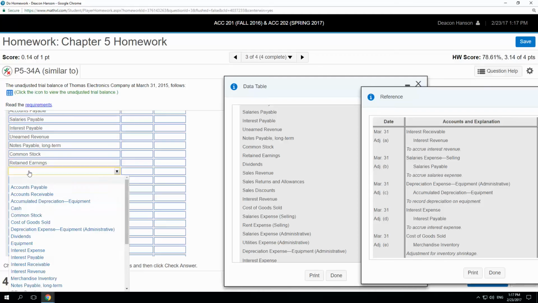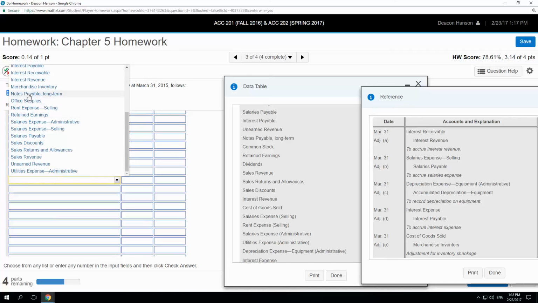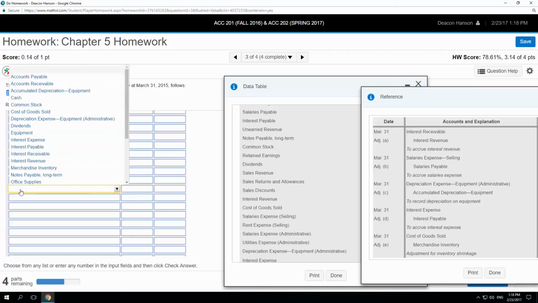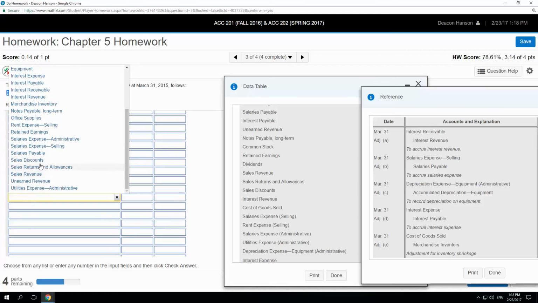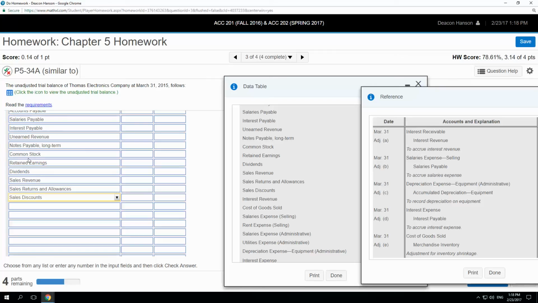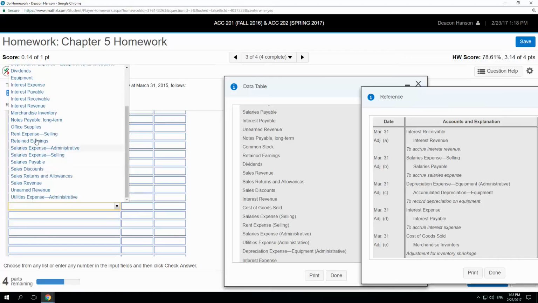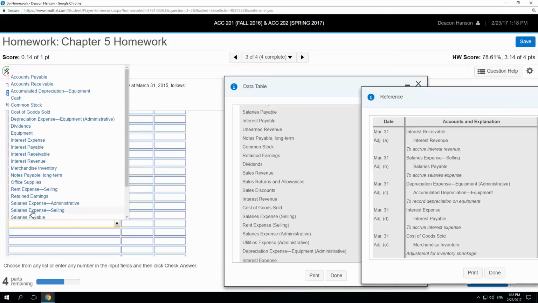We got dividends, sales revenue, we got sales returns and allowances, sales discounts, interest revenue, we got cost of goods sold. What else do we have? Salaries expense.